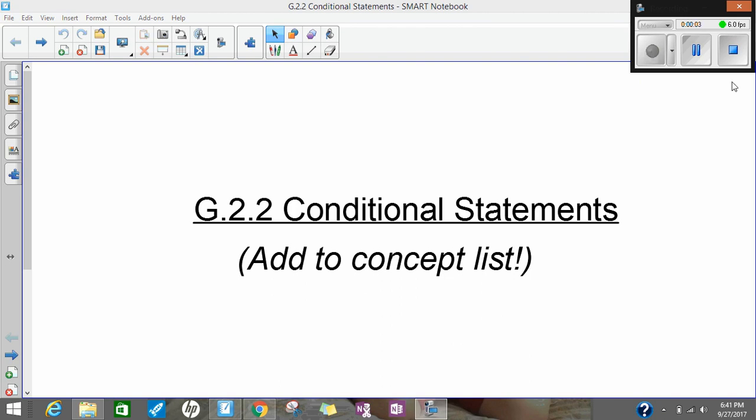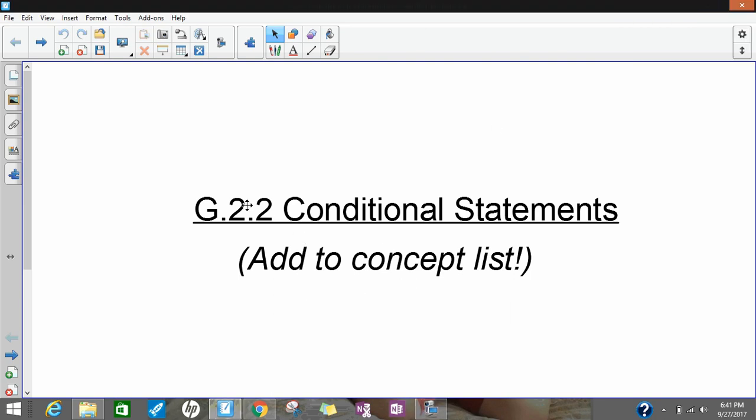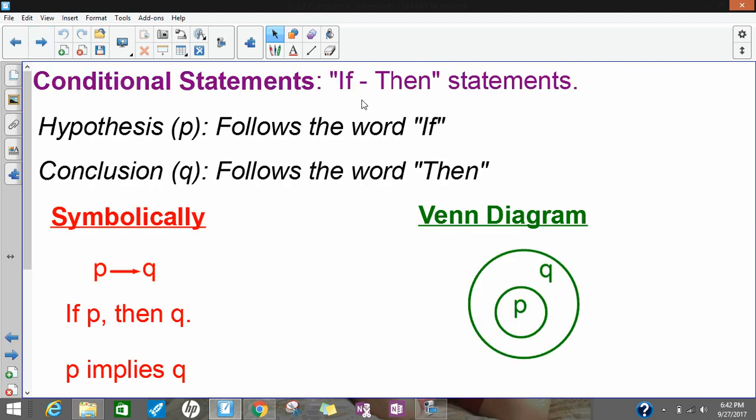Hey, we're going to move on here in logic, and we're going to talk today about conditional statements. This is a really important lesson in the unit, so make sure you add this to your concept list. So when I say conditional statements, they come in the form if, then.